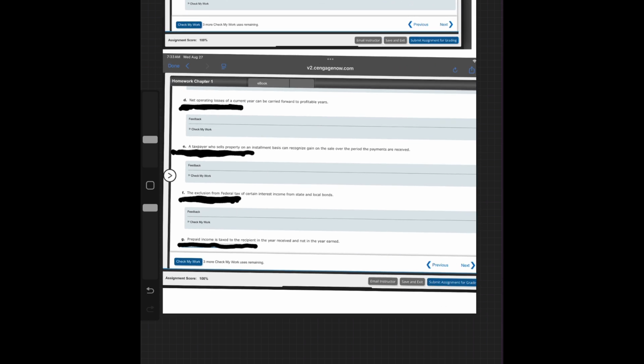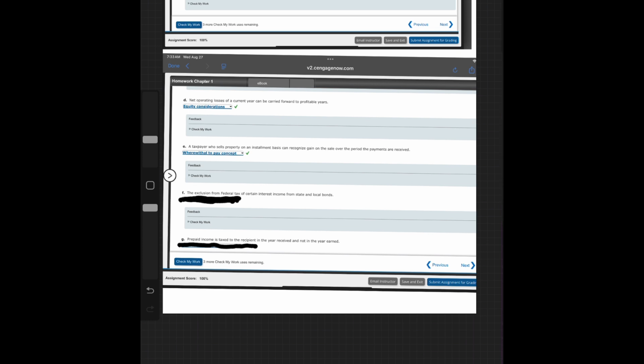Net operating losses of a current year that can be carried forward to profitable years. So this is going to be considered an equity consideration. The concept behind it is a business that loses money one year but profits another year should be treated fairly over time. A taxpayer who sells property on an installment basis can recognize gain on the sale over the period the payments are received. So that's a wherewithal to pay concept. And the rule is basically to ensure taxpayers pay only when they actually have cash in hand.